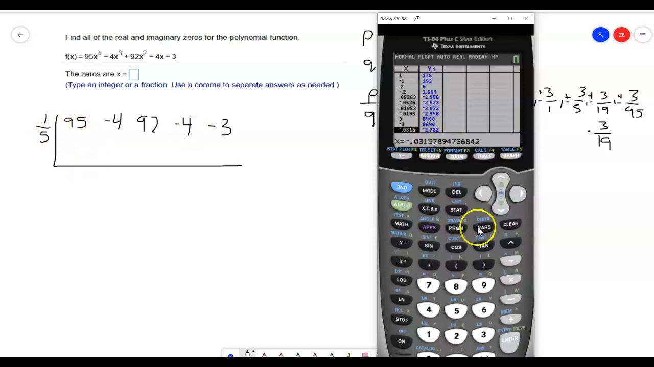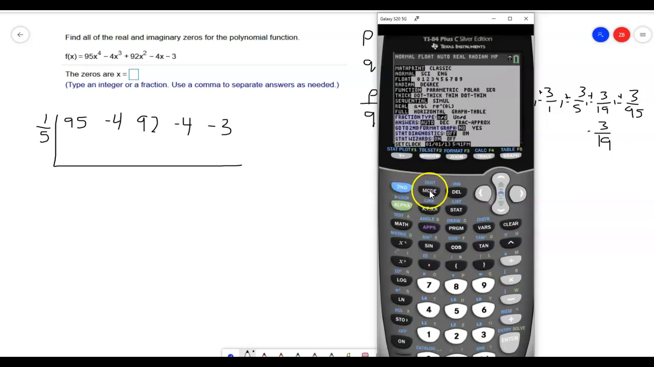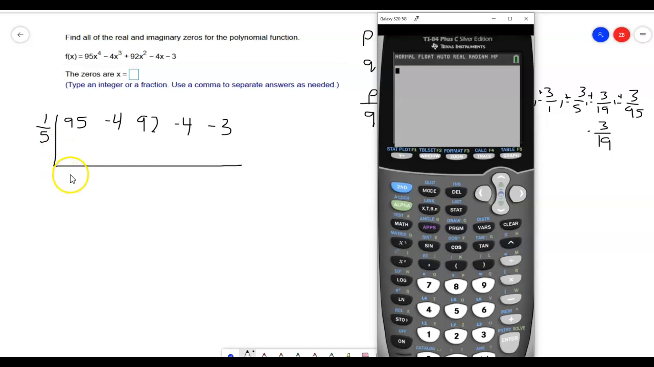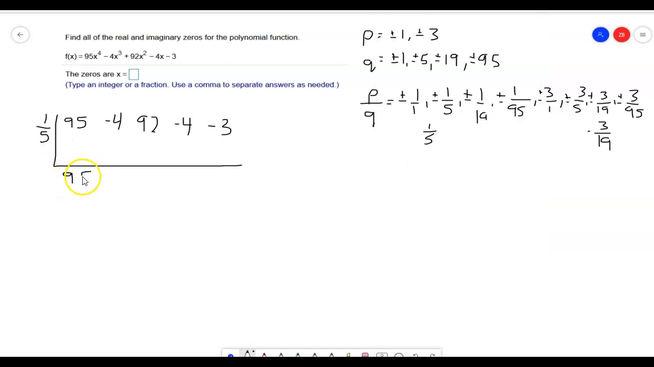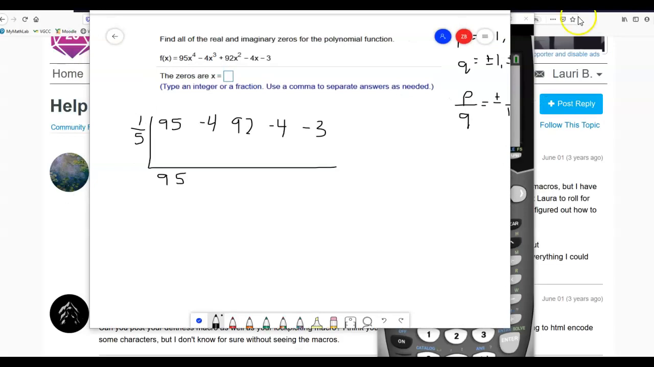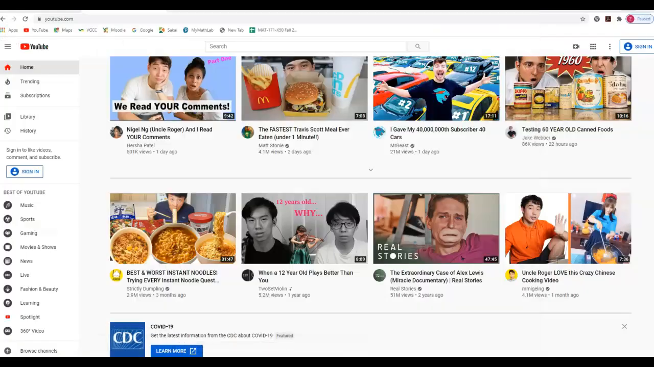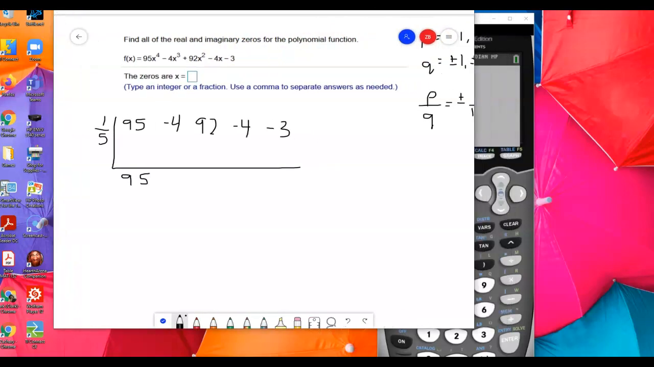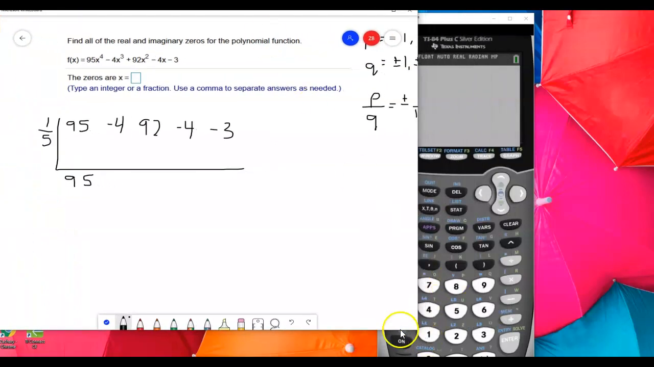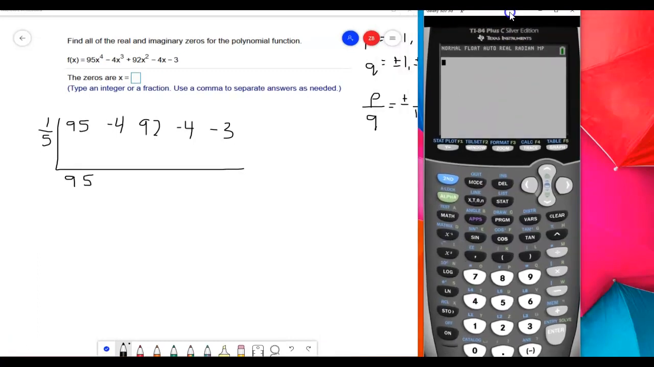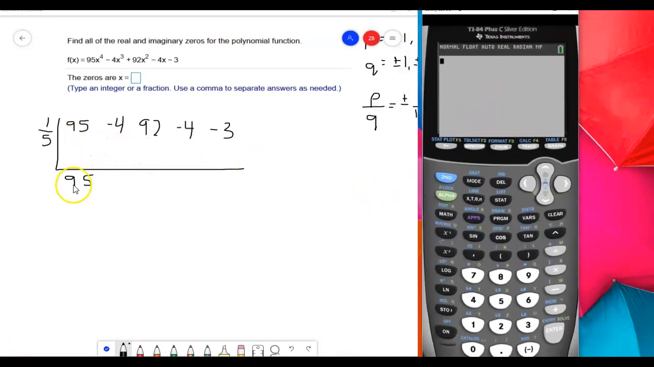So, using synthetic division, and I'm going to use my calculator for all this since I'm using a fraction. So you pull down the 95. I'm going to have to shrink this down a bit. All right, so let's go ahead and do it like this. I've got the 95, and now I do the 1/5 times 95.